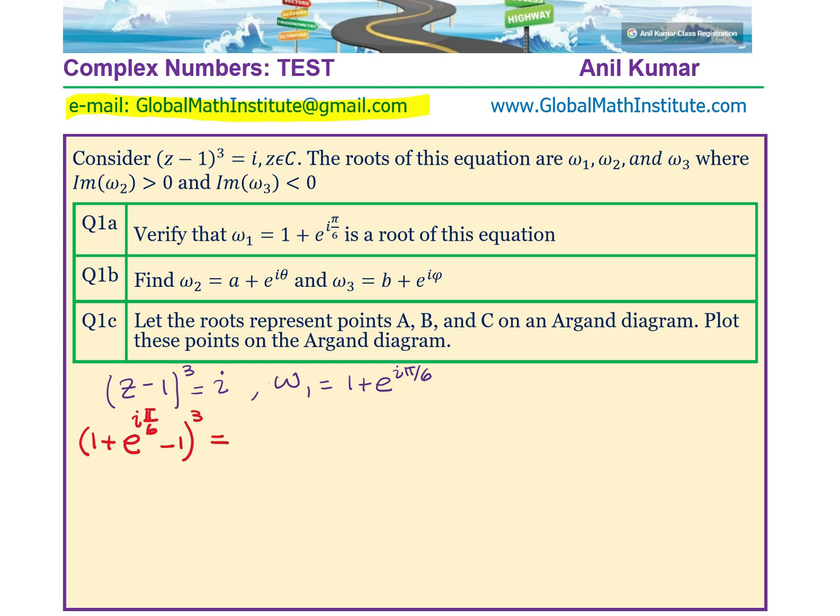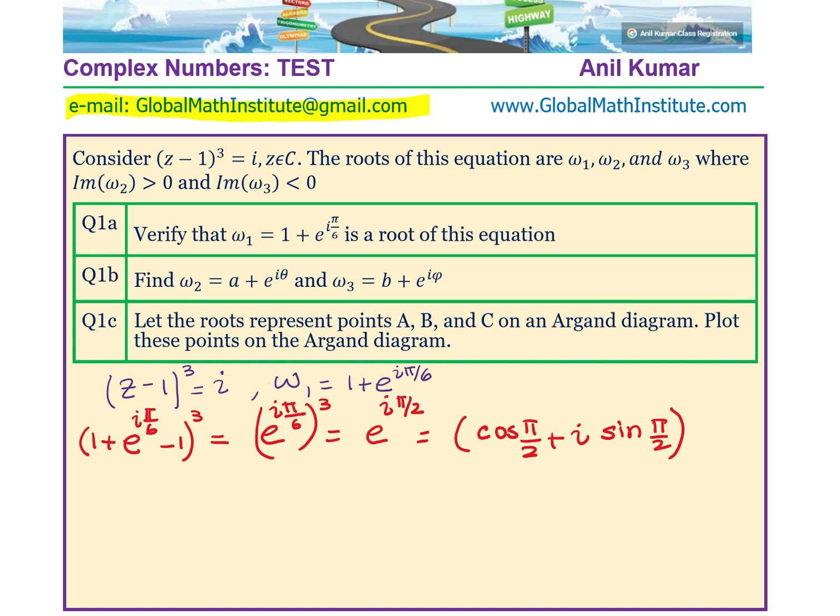Now let's see what this is equal to. So 1 and -1 cancel. So we get (e^(iπ/6))^3, right? So 3 times π/6 gives you π/2. So we get e^(iπ/2). Now you could write this in terms of cos(π/2) + i sin(π/2), right? Correct? So that is how we can write this.